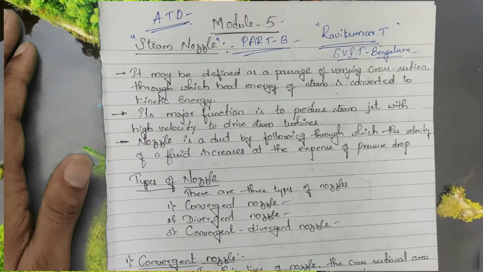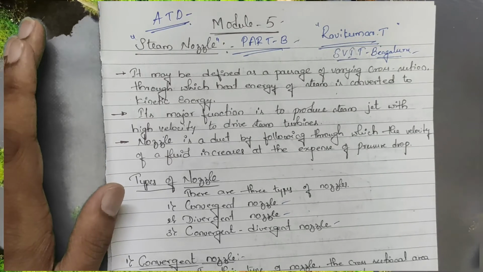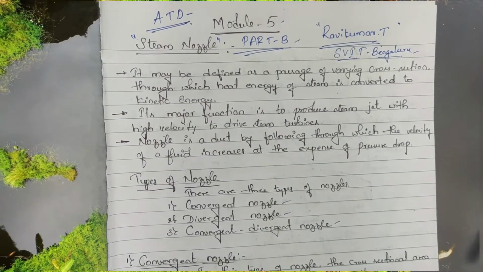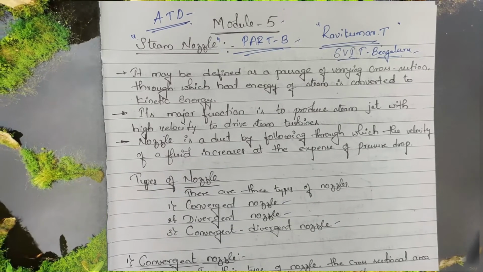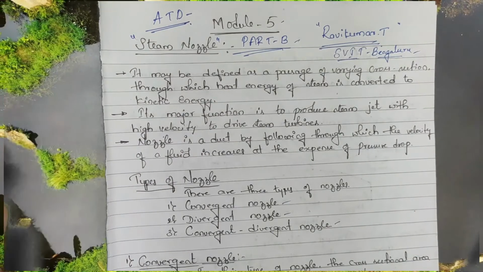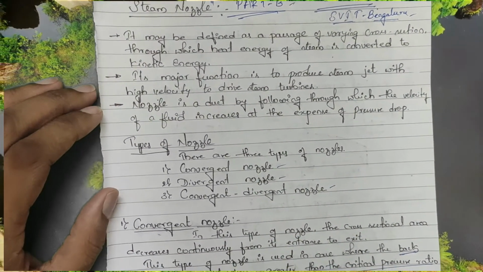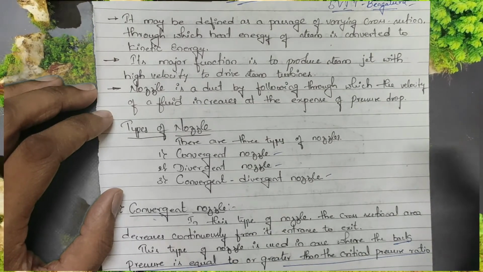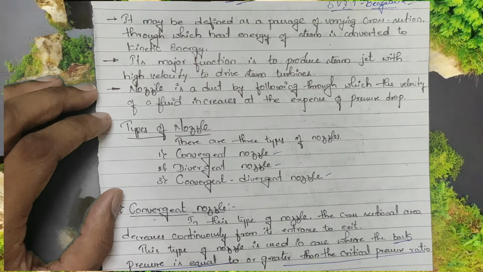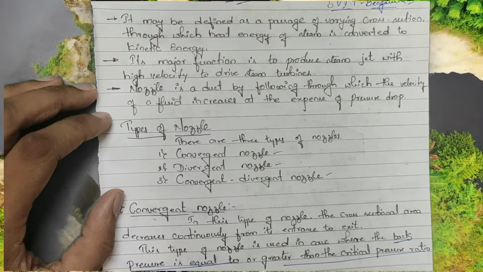Now, what is the use of this nozzle? The major function of the nozzle is to increase the velocity of the steam, which is used to drive the turbine. Another very important thing is that in the nozzle there is an increase in velocity, but a decrease in pressure. That is the main function of the nozzle.